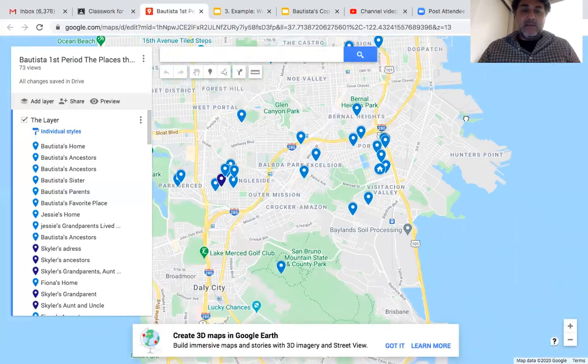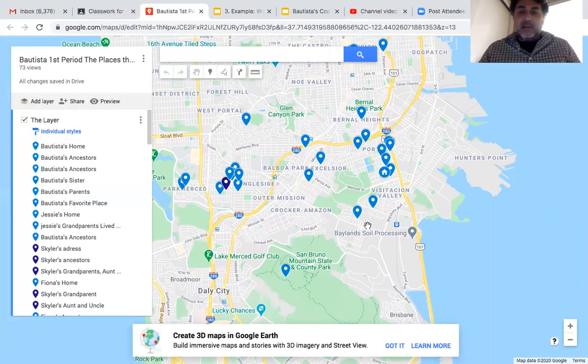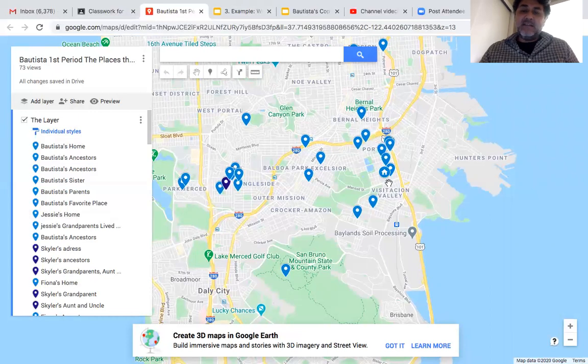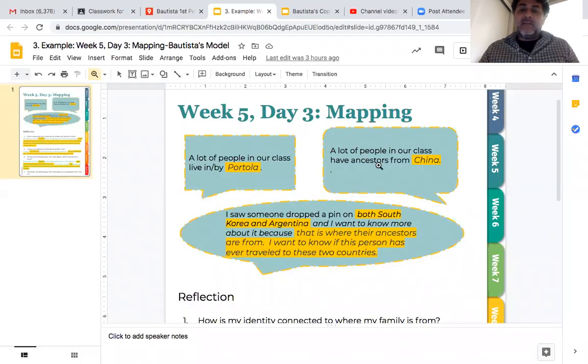Now you can see the pins. A lot of people live in the Portola district right here. There's a lot of people that live in Portola and in Ingleside. So looking at this information, I'm going back up to my slide. A lot of people in our class live, and I put Portola, because I studied the map and noticed that my classmates live in Portola, or you can also choose to type in Ingleside. It's up to you.